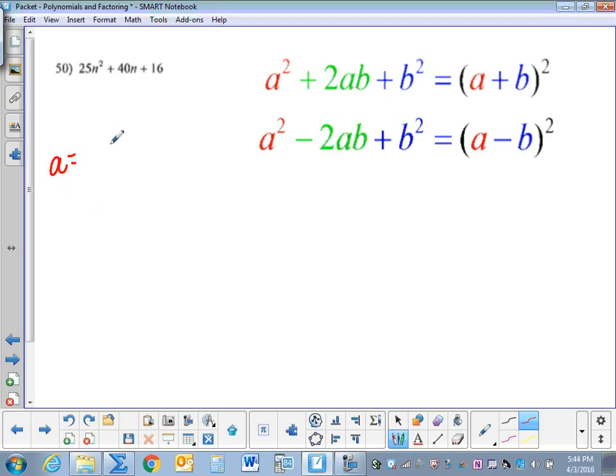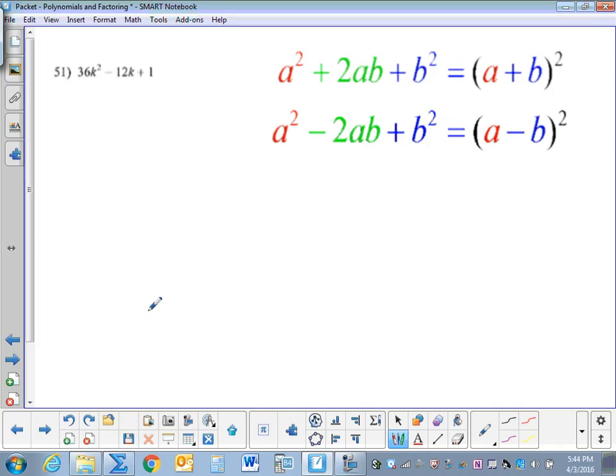To identify my a, I'm taking the square root of a, which is 5n, and the square root of b, which is 16, which is 4. I'm always going to multiply them together and double to make sure I get the same middle term. And I do, so it's 5n plus 4. Try 51.